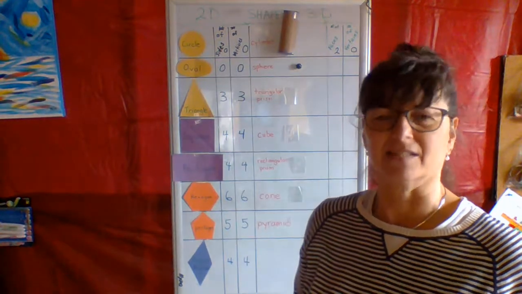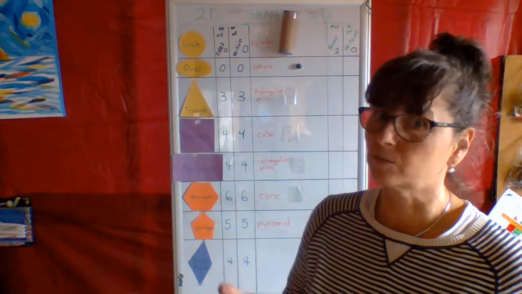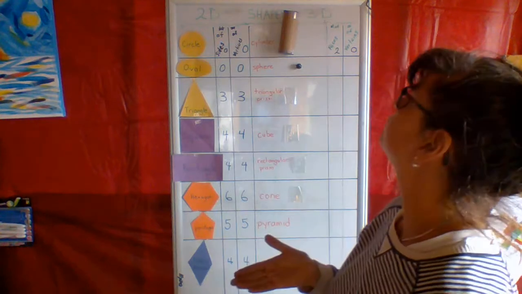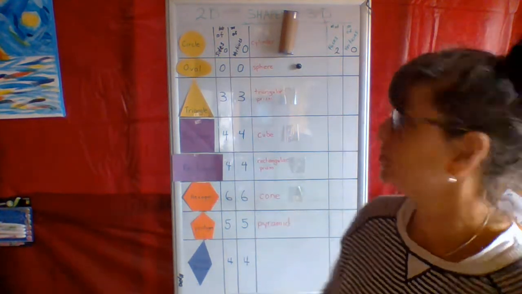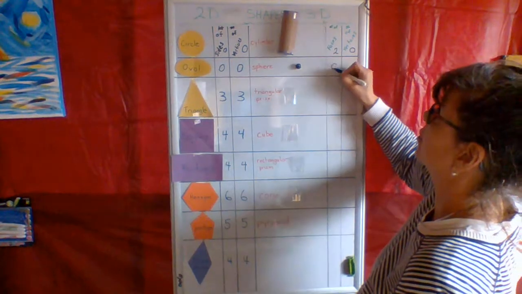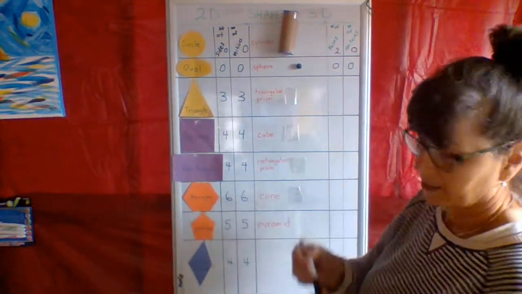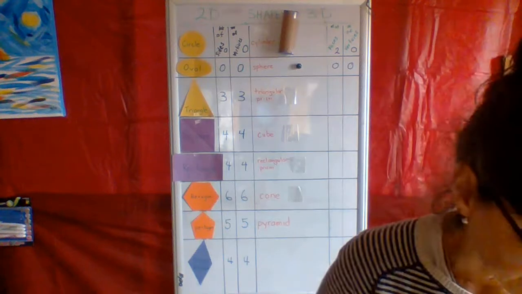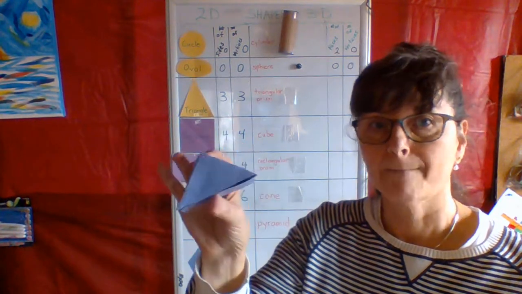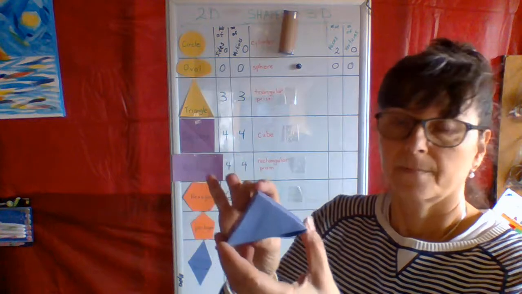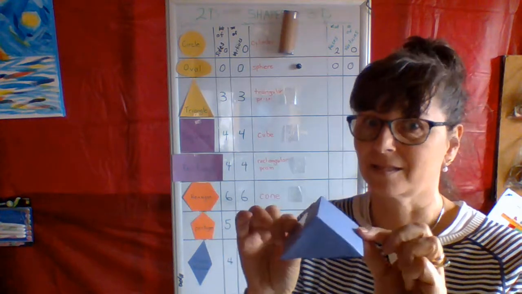Does it have any faces? Faces would be flat. There's nothing flat about a ball. So no faces and no vertices. So our next shape is a triangular prism. We are going to count all the sides to this.